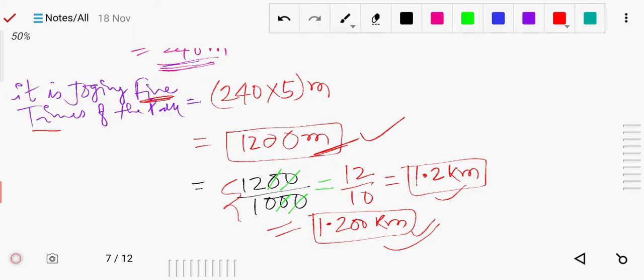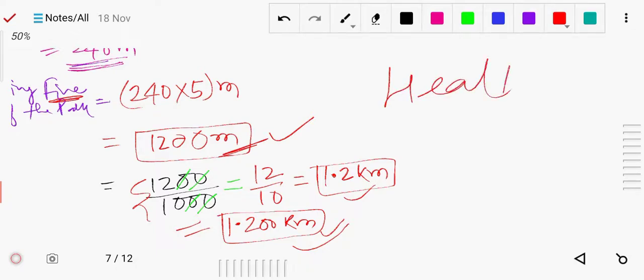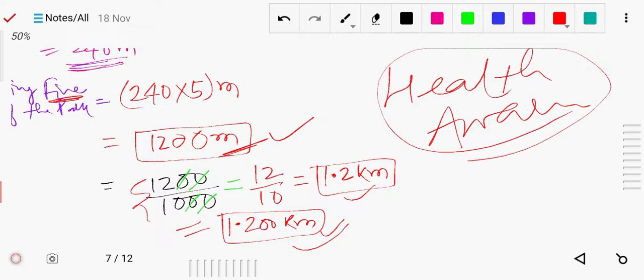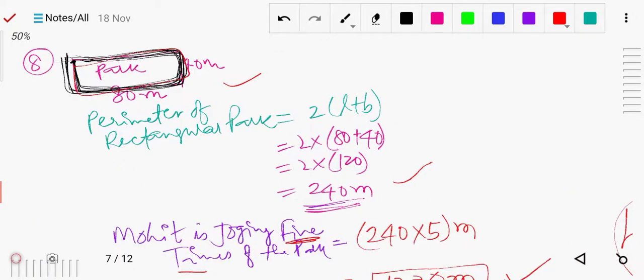And this is also asking why he is doing so. Because this is for health awareness, to reduce the weight. This is the application, meaning in real life, why we are doing it: to reduce the weight.